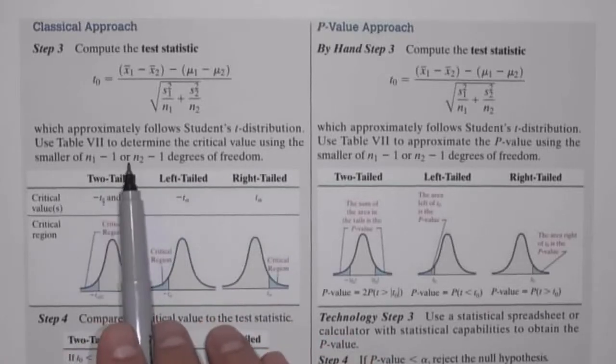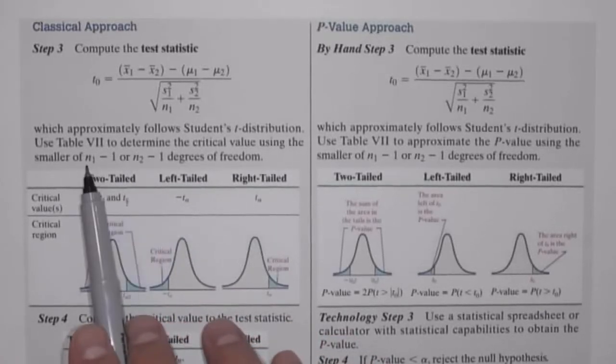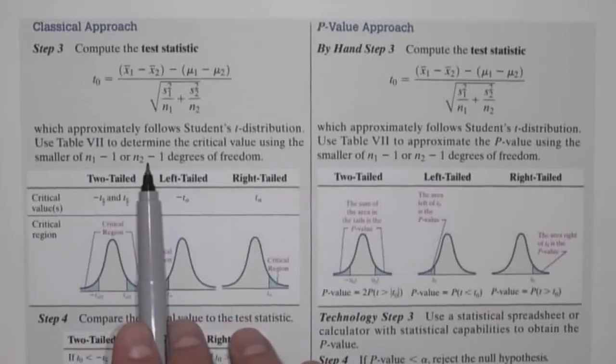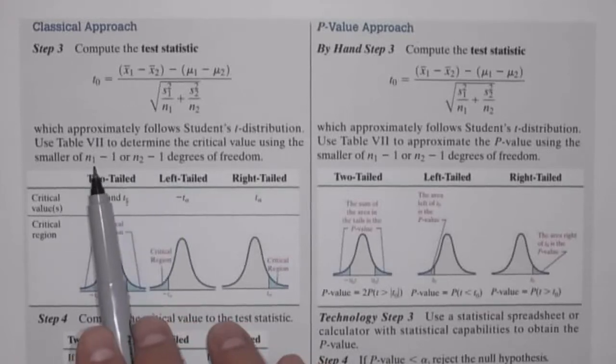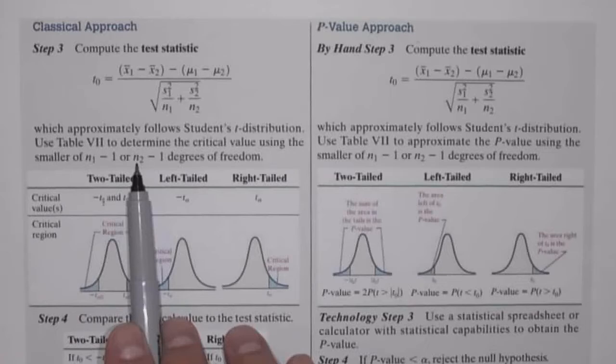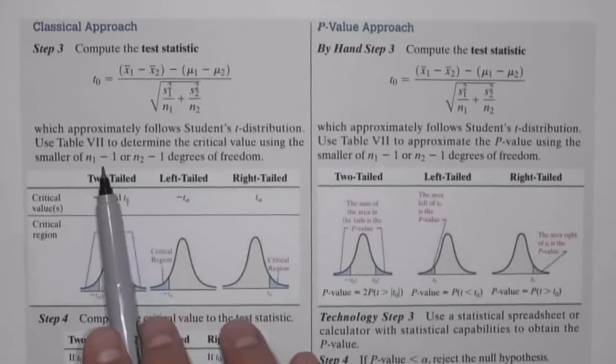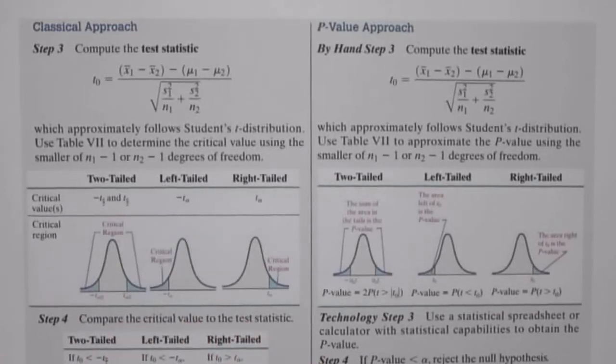Now, oftentimes the two sample sizes will be the same, so these will both have the same value. But if the size of sample 1 is, say, 30 and the size of sample 2 is 20, we're going to use the smaller degrees of freedom.